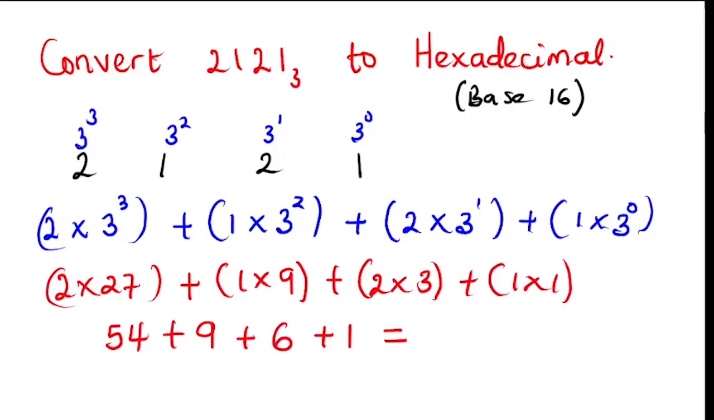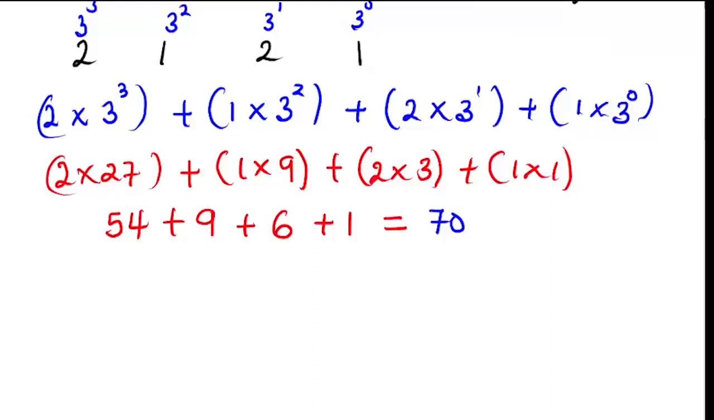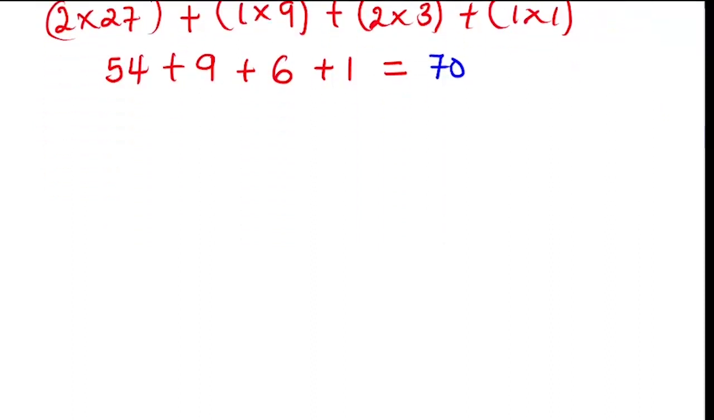So once you simplify this, what do we get? You have 54 plus 9, and that should be 63. 63 plus 6 is 69, and 69 plus 1 gives us 70 exactly. Alright, so this 70 is in base 10, but the next and last step now is to change, using successive division, of course, from 70 base 10 to its equivalent in the hexadecimal system, which is base 16.